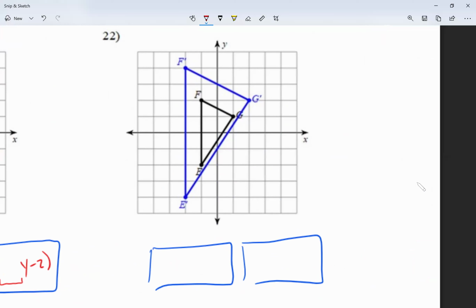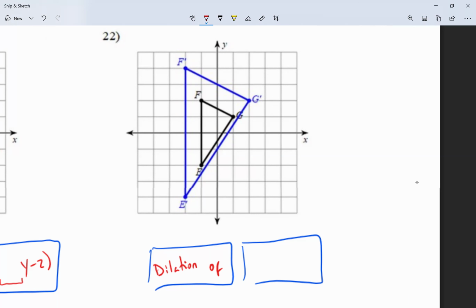Take a look at question number 22. Originally, it's the black picture, and then we finished with the blue picture. It seems like the picture got bigger. Remember, bigger or smaller is dilation. So I know the first part. Dilation of. Need to find my scale factor because my image got bigger. I expect my scale factor to be more than one.